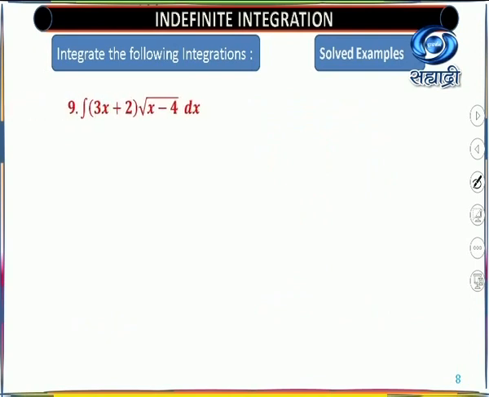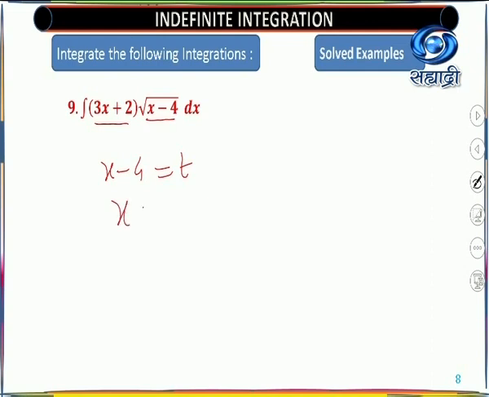Now the next example is 3x plus 2 into root of x minus 4. Now here, this is a polynomial, and since it is linear, you are able to say that it's a polynomial only. Now if you substitute, because the root sign is always a problem, you need to simplify the root sign. That you have to keep in mind. So if you want to simplify a root sign, you need to substitute whatever is inside the root. Suppose you are having x minus 4 in the root sign. So x minus 4 equal to t.